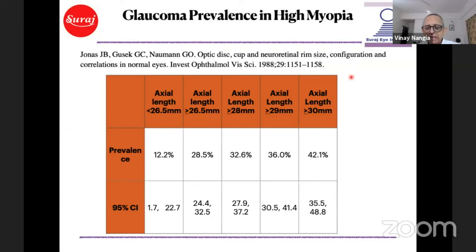So this is a study that I'd like to begin with. And you can see here that they studied subjects with myopia with less than 26.5 millimeter of axial length, and they found a prevalence of about 12.2%, and when the axial length increases to more than 30 millimeters, then you find that the prevalence increases to 42% actually.